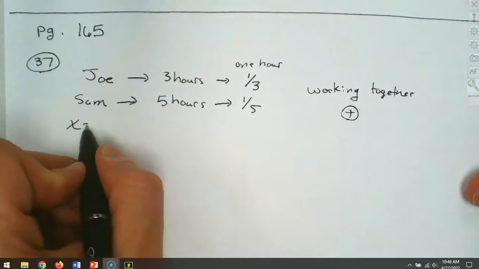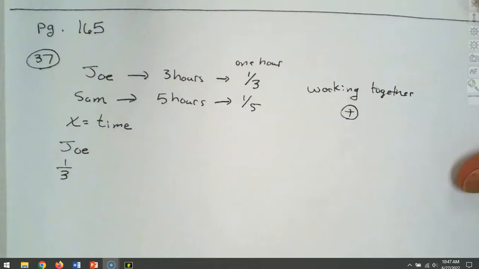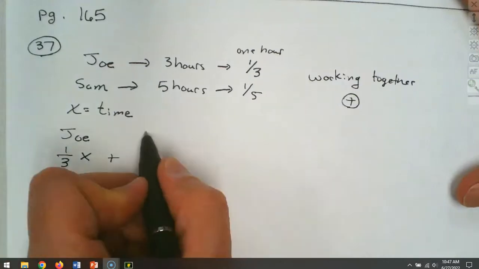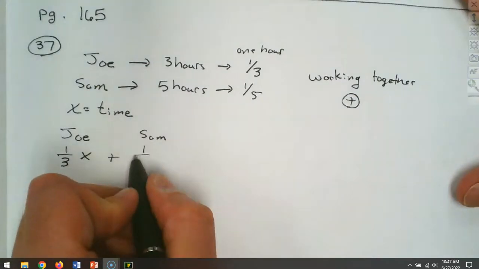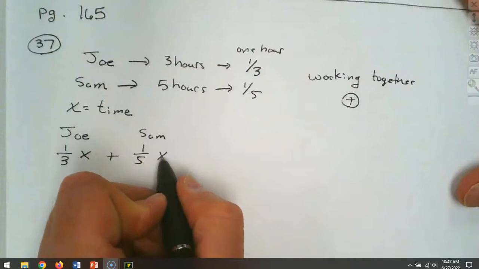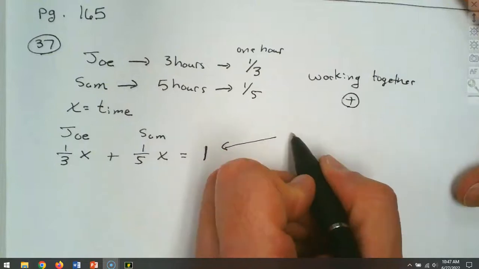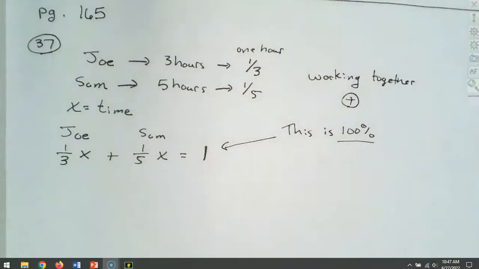Now, X is going to represent the time. So let's talk about Joe. How much of the house does Joe paint in an hour? He paints a third. How much time does it take him? Unknown amount of time, X. Sam is going to help him paint this house. Sam does in 1 hour 1/5. How long does it take him? We don't know, so we use an X. They're always going to equal 1 because that is 100%, right? We paint one house or 100%.